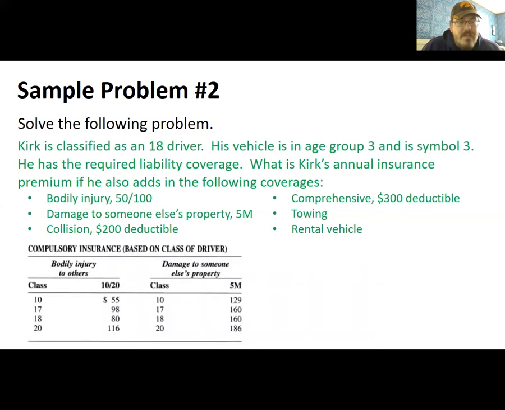The next thing is the damage to someone else's property. Again, this is for paying for damage to the vehicle and things like that. So the 5M coverage is for class 18, $160. So again, remember that total.